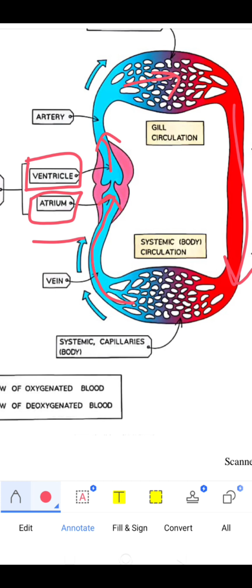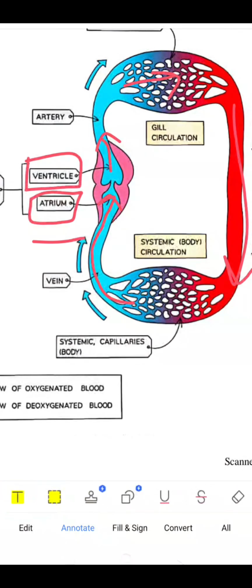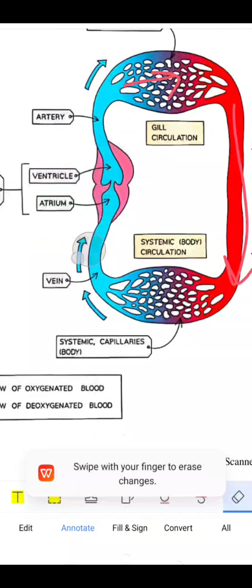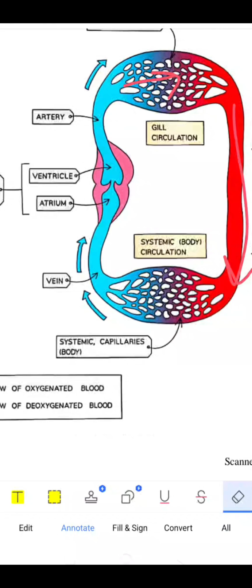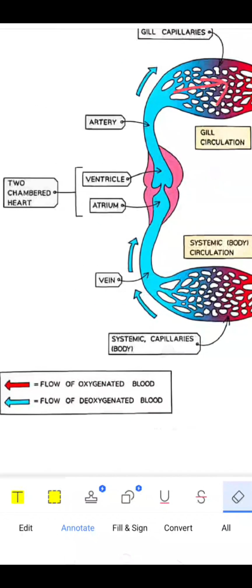So now you can see the blood is coming from all over the body into the atrium of the heart. This is for one time only, meaning the blood is not coming towards the atrium two times. And another thing is its heart is not divided into right and left parts. Its heart has only two chambers, the atrium and ventricle.